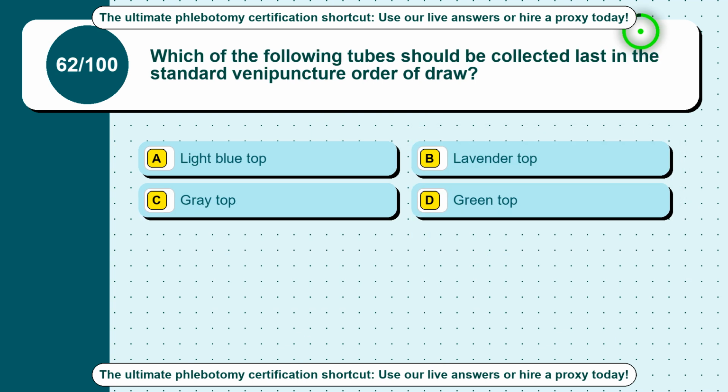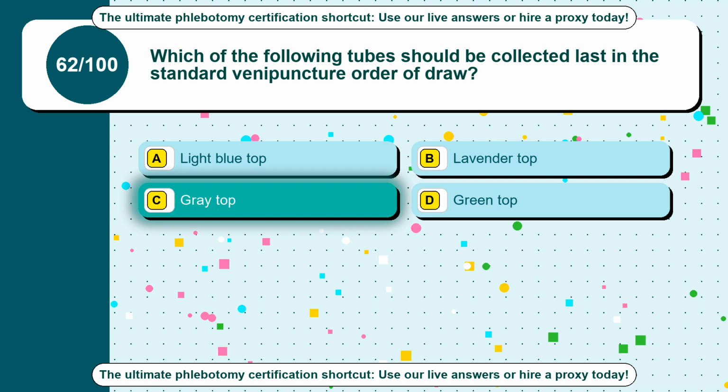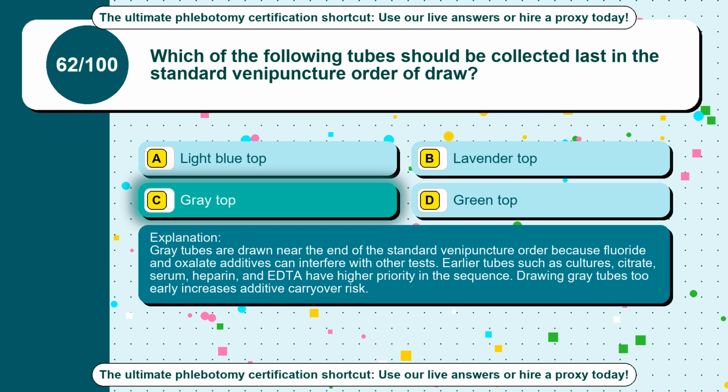Question 62. Which of the following tubes should be collected last in the standard venipuncture order of draw? Option A, light blue top. Option B, lavender top. Option C, grey top. Option D, green top. The correct answer is option C, grey top. Grey tubes are drawn near the end of the standard venipuncture order because fluoride and oxalate additives can interfere with other tests.